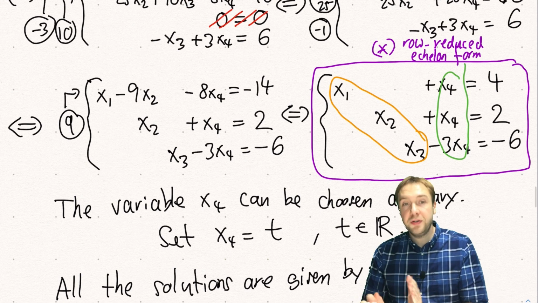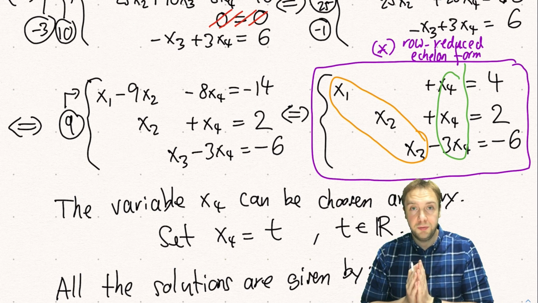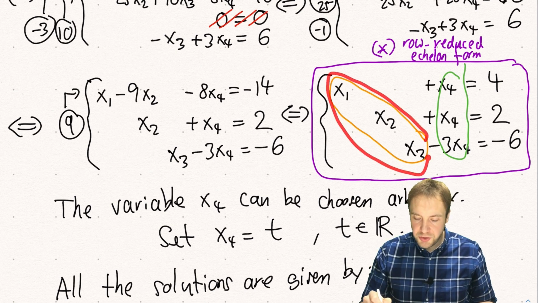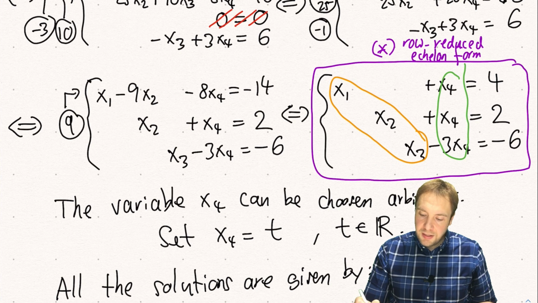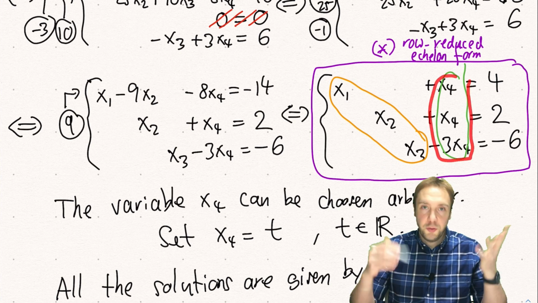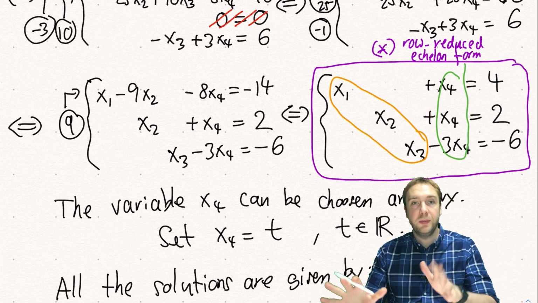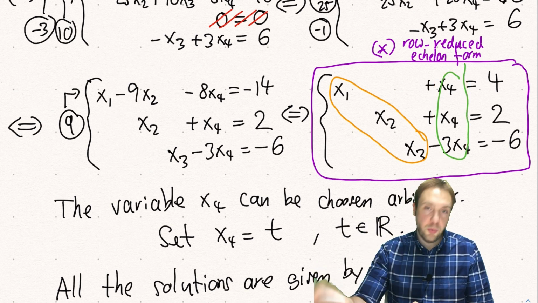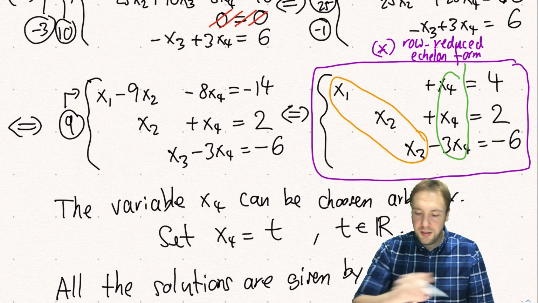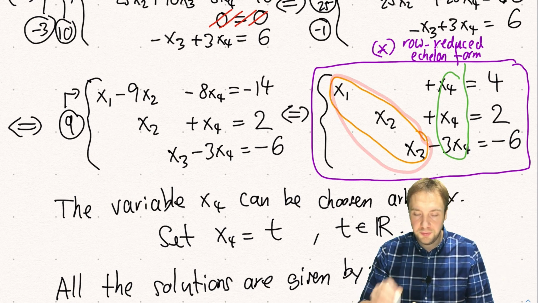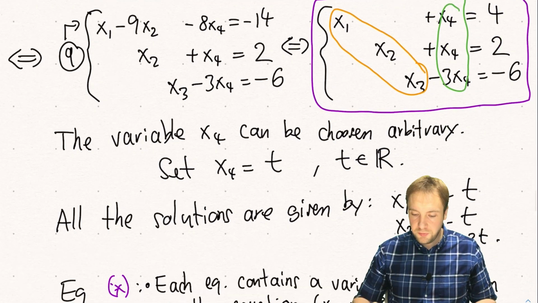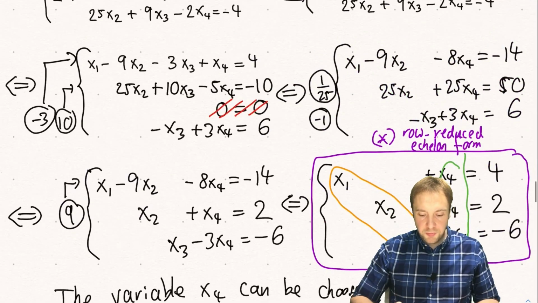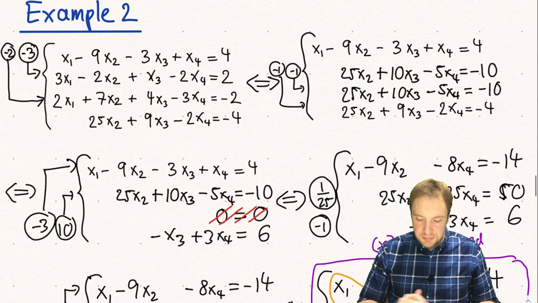And from this row-reduced echelon form, we can read off the solutions of our equation by saying that these variables which are alone are the pivot variables, and these variables which are not alone, these are the free variables, and the free variables can be chosen arbitrarily. And then after we choose them by saying this is T1 and this is T2 and this is T3 and so on, we can then give a value for these pivot variables, and this will give all solutions to our linear system. And now what we want to do is describe this algorithm which we did here.